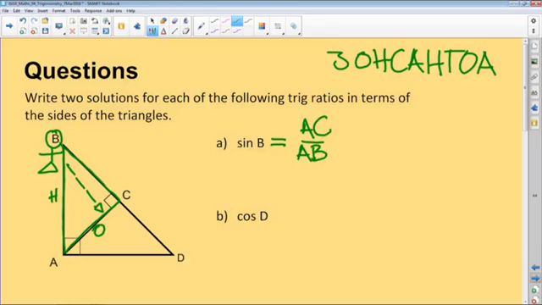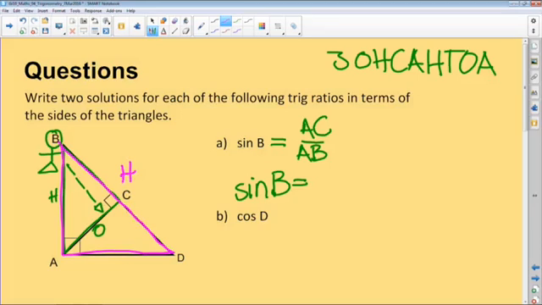How did you do? Hopefully you got the same answer. Okay, but they've asked for 2 answers, so let's do the other one. We're going to take another triangle that B is a part of, and that's this bigger triangle. And I've chosen pink because, of course, the bigger triangle has a different hypotenuse.